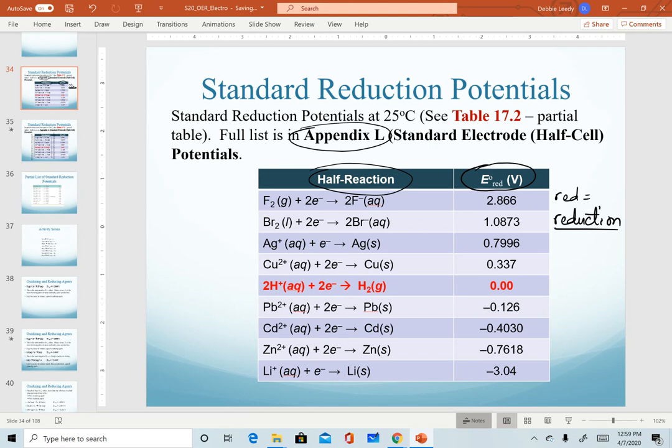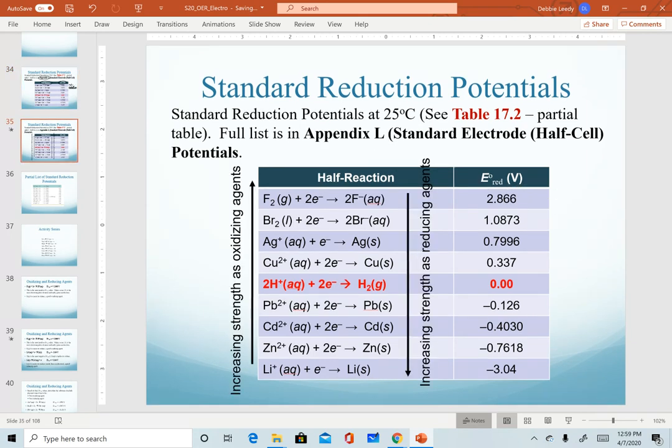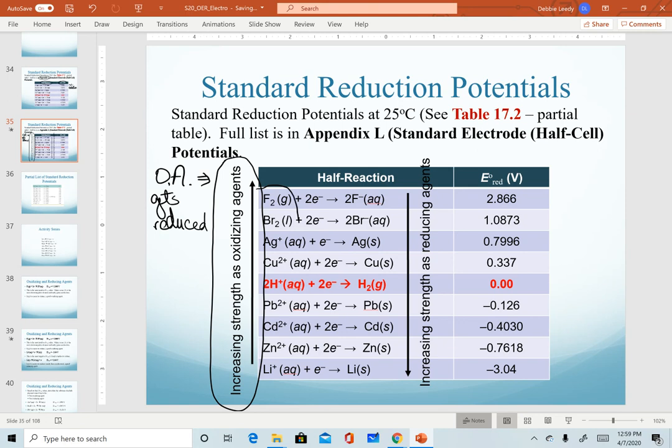To determine what will be oxidized and what will be reduced, we can think of this in terms of oxidizing and reducing agents. So notice in here, I have added information about the increasing strength as oxidizing agents. Remember that an oxidizing agent is a substance that gets reduced. Since these are written as reduction half reactions, these reactants, these specific substances, are the ones being reduced. So this is describing the oxidizing agents.